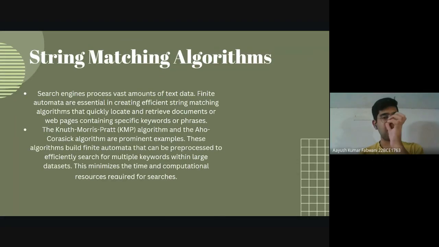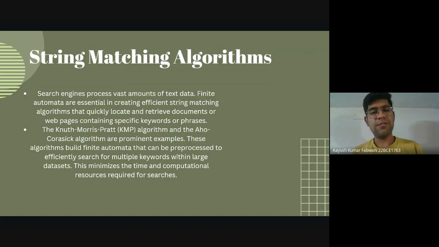So in string matching algorithms, first we take a look at how search engines process vast amounts of text data, right? Finite automata are essential in creating efficient string matching algorithms that quickly locate and retrieve documents or web pages containing specific keywords or phrases. The Knuth-Morris-Pratt algorithm and the Aho-Corasick algorithm are prominent examples.